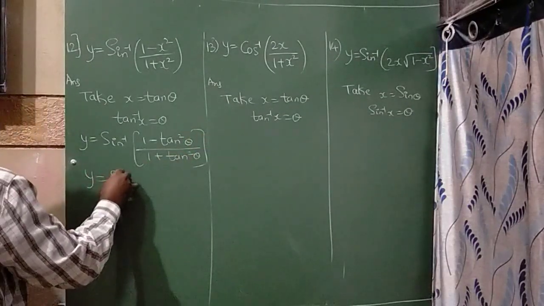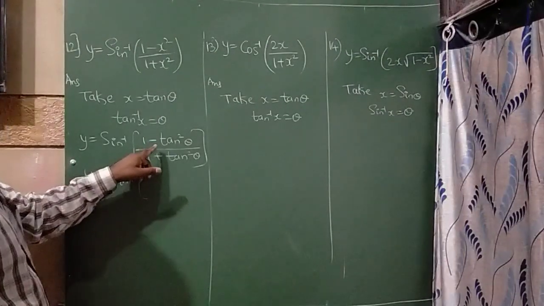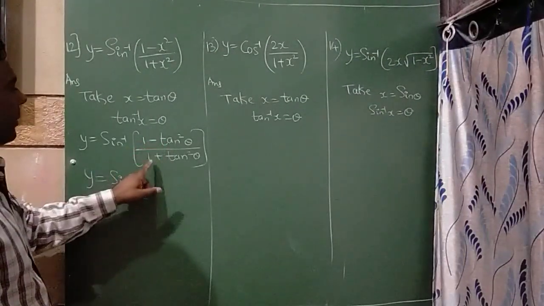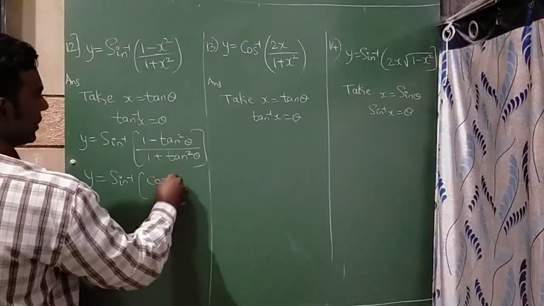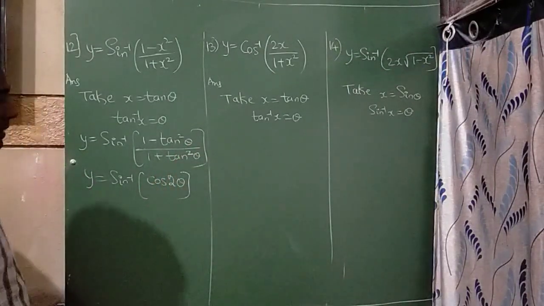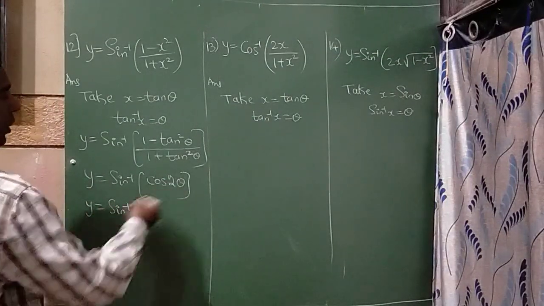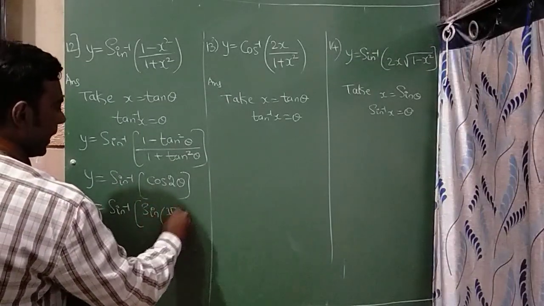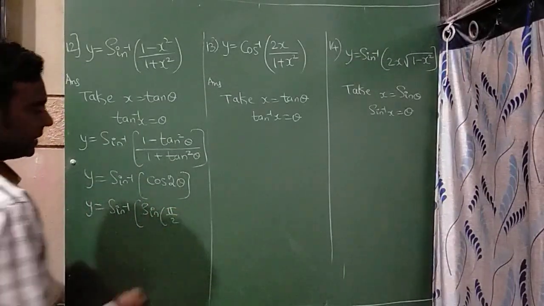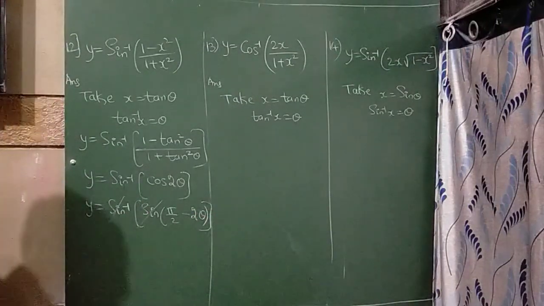In the previous question you have studied 1 minus tan square divided by 1 plus tan square is nothing but cos 2 theta, right? So y is equal to sine inverse of cos 2 theta can be written as sine inverse of sine of (pi by 2 minus 2 theta), that is 90 minus 2 theta. Now you can cancel this.